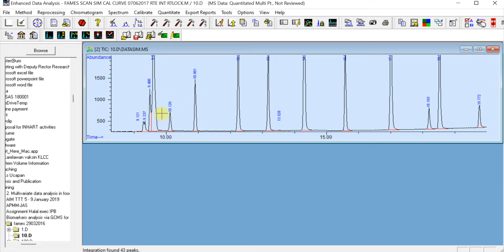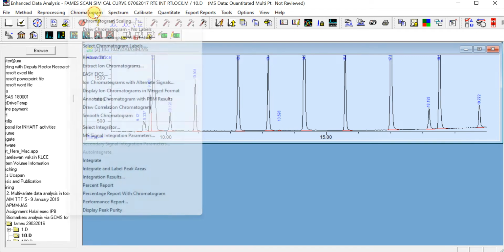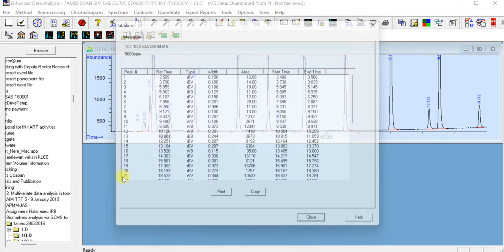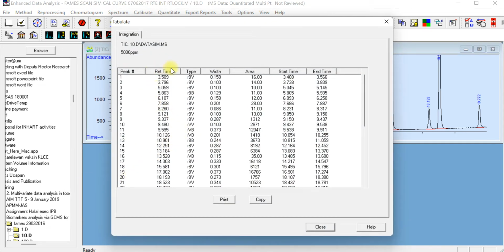To know how much the area is for this 10.126 hexanoic acid, go to Chromatogram and then click Integration Result. Go to the retention time here, looking at 10.126. So this is here. Then go directly to the right side, and you can see the area here is 1418.